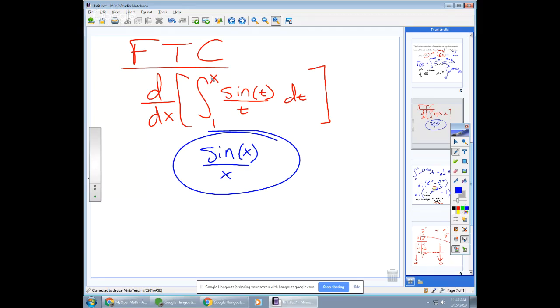The derivative cancels the integral. We replace t with x. The number on the bottom can be any number. Yep, let's do another one.